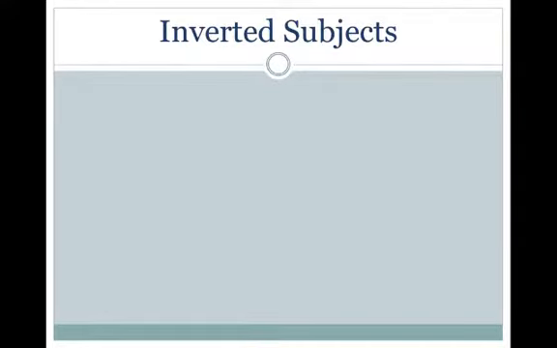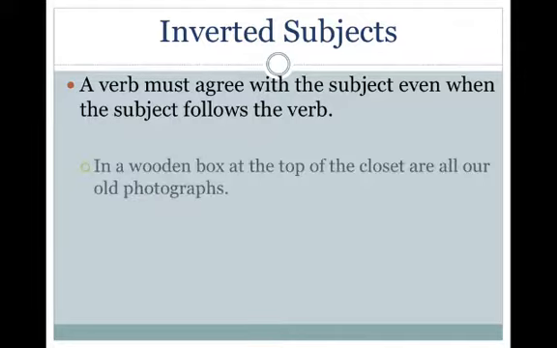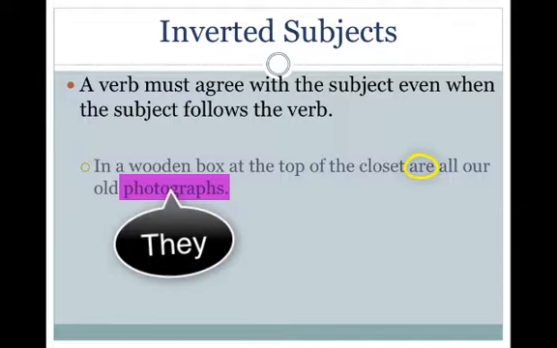Inverted subjects. A verb must agree with the subject even when the subject follows the verb. So don't get confused. Here's an example. In a wooden box at the top of the closet are all our old photographs. The subject is actually the very last word, photographs. It's plural. So the verb needs to be plural, are. We would say they are in a wooden box.